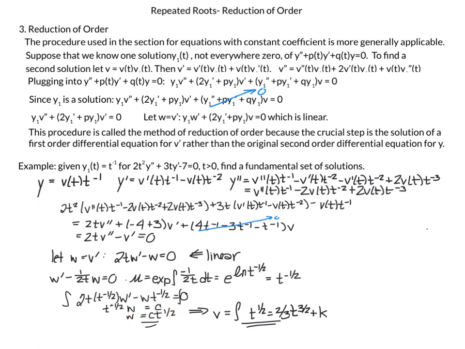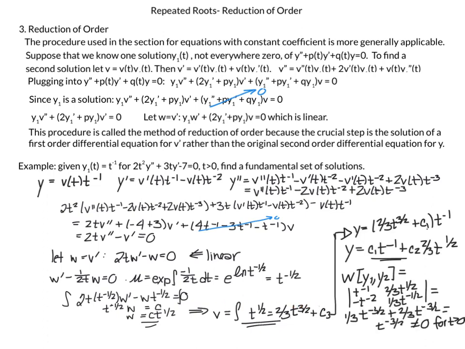And I was all excited about getting the solution. I even underlined it, but then I remembered, wait a minute, no. w is equal to v prime, so we need v prime. So integrating this to get v, I get c t to the 1/2, so I'm going to have 2/3 t to the 3/2 plus k, a constant. And now, we're still not quite done.